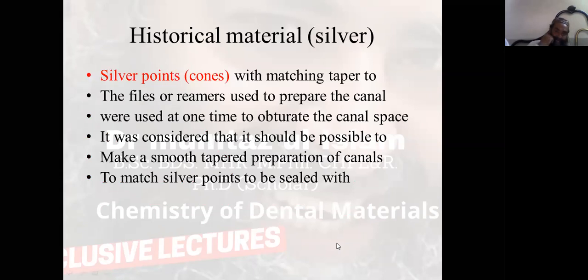Historically, the material which was used for this purpose is silver, and these were termed silver points or silver cones, with matching taper to the files or reamers which were used to prepare the canal.